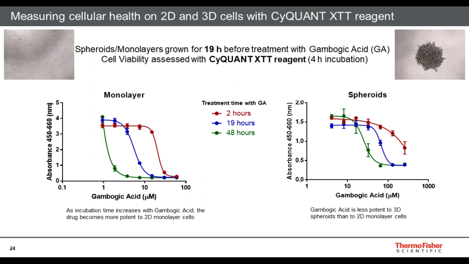As shown within these graphs, as the incubation time increases with gambogic acid, the drug becomes more potent. Additionally, when comparing spheroids and monolayers of cells, gambogic acid is less potent to spheroids than to monolayers of cells. Within this experiment, CyQUANT XTT was incubated on the cells for 4 hours to establish a strong absorbance readout. And we can see the graphs here. On the left, you have monolayer, and on the right, you have spheroids.